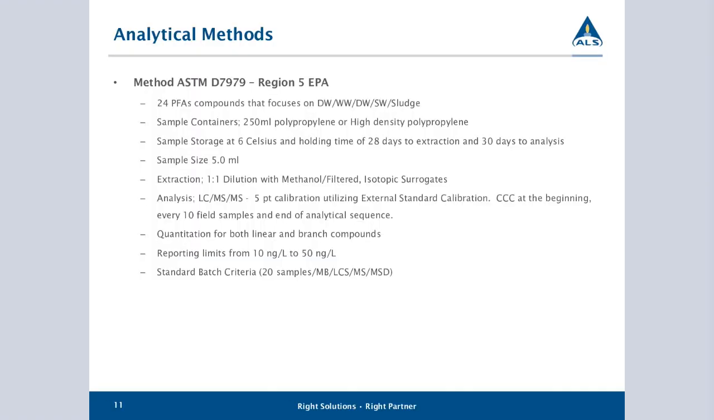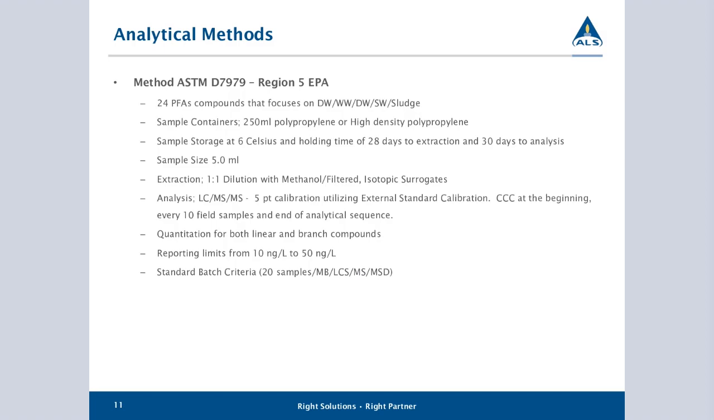Now the two methods coming up next, ASTM D7979 and 8327: 8327 pretty much took ASTM D7979 and almost copied it word for word. So these two methods are essentially almost exact. Holding times may be a little different, but pretty much the procedure's the same. This method is really used in Region 5 of the federal EPA, in the Michigan area, Northwest Michigan, or Michigan and Northwest United States.